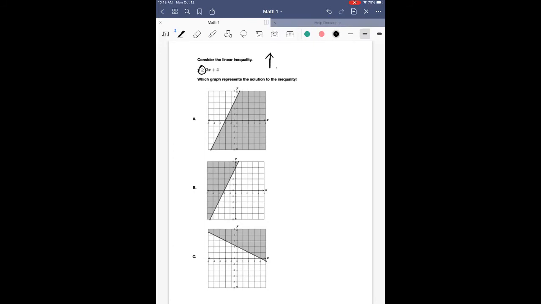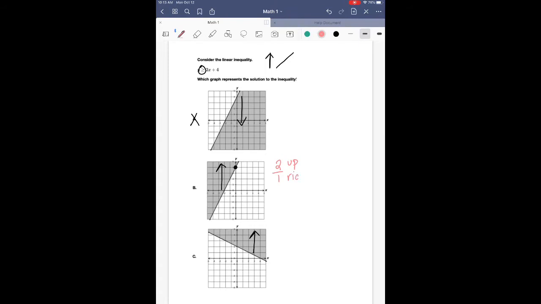We need this to be greater than, and we need it to be a solid line. So we're looking for greater than, so A is less than, B is greater than, and C is greater than. So we can go ahead and get rid of A. We need a y-intercept at 2, and we need a slope that is going up 2 and right 1.